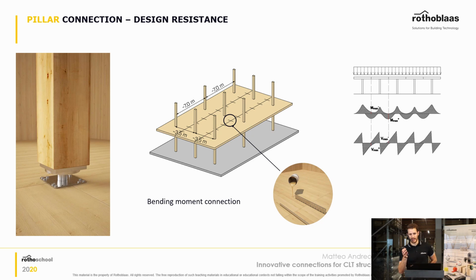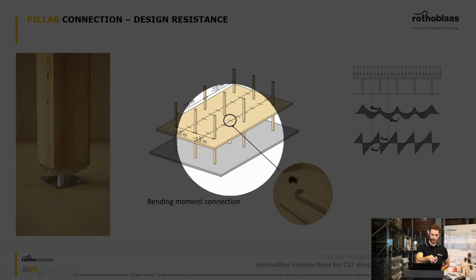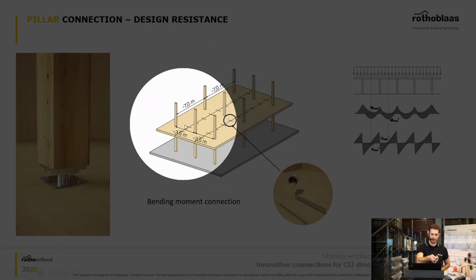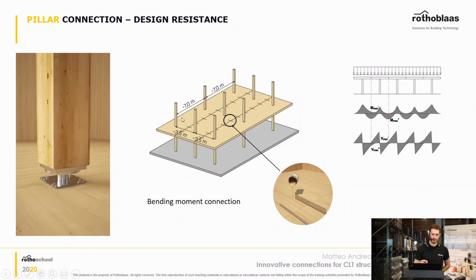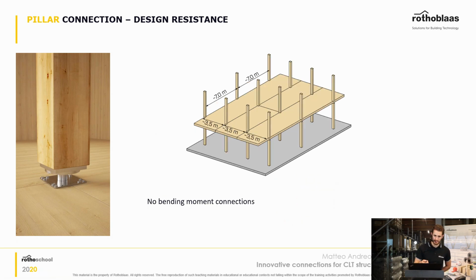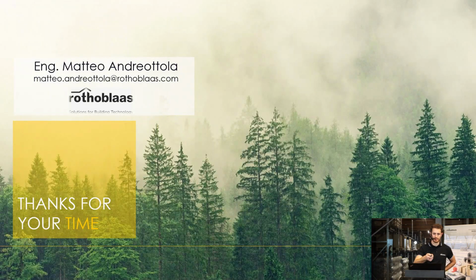So you can have the continuous slab with bending moment connections like the one that we saw before. And you can see here that the spans are quite big, 7 meters by 3.5 meters. So you can achieve very good spans with this method. And another method is to have just single panels, and you avoid bending moment connections, which are sometimes an issue.